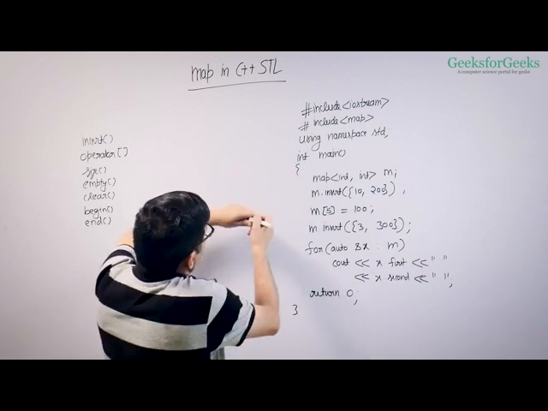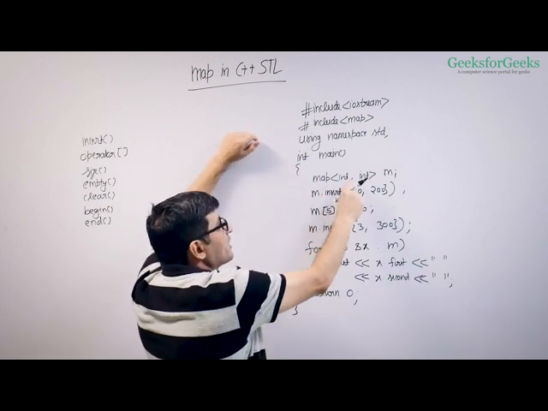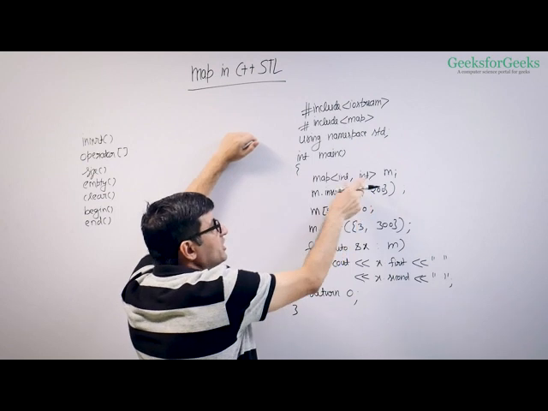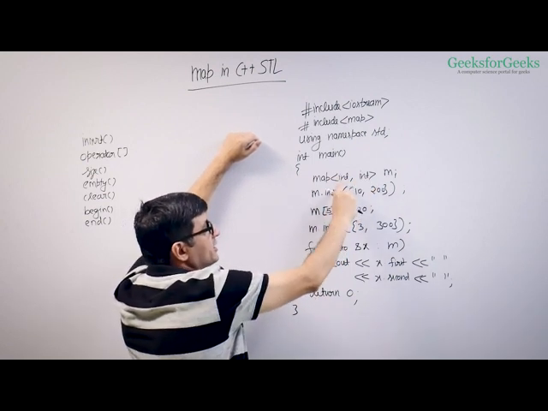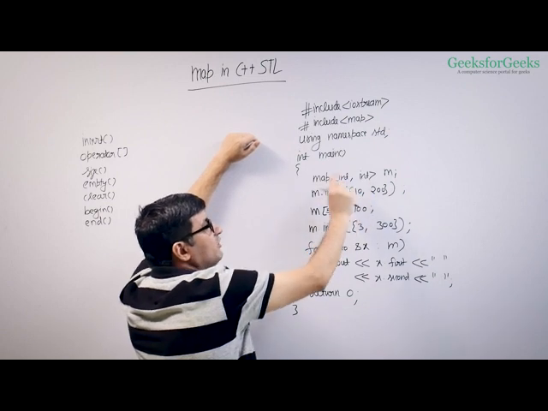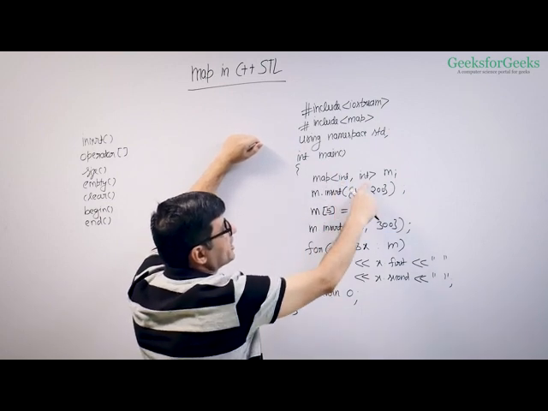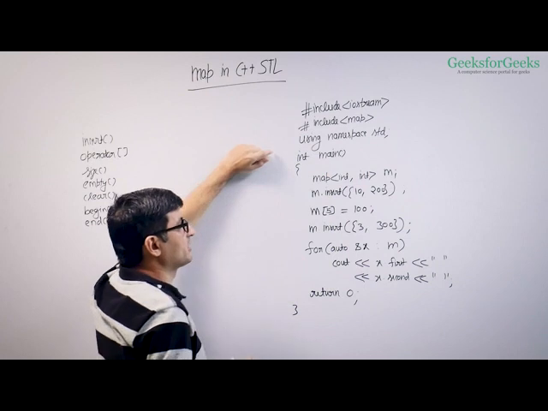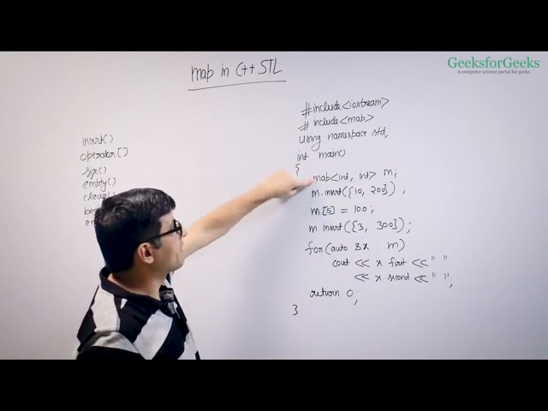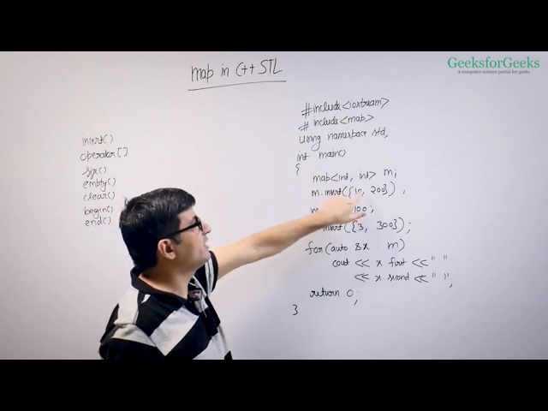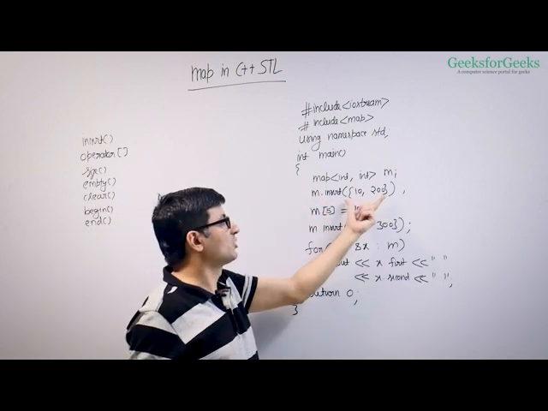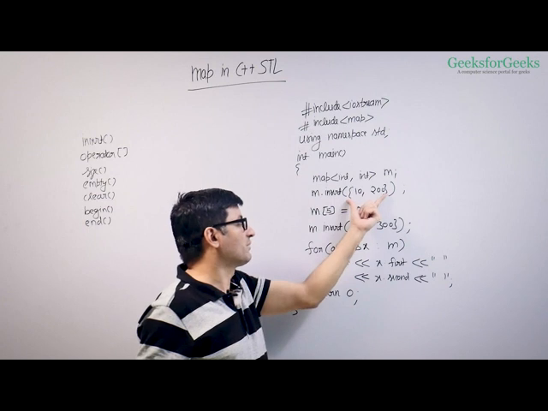Let's take a look at a simple map. We have a map where key is integer, value is also integer. These two can be any data type. You can have a string integer map where string is key and integer is value. Similarly, you can have a string or any other user defined data type as well. So we create an empty map. Now we insert the value 10 as key and 200 as a value. So we insert pairs in the map.